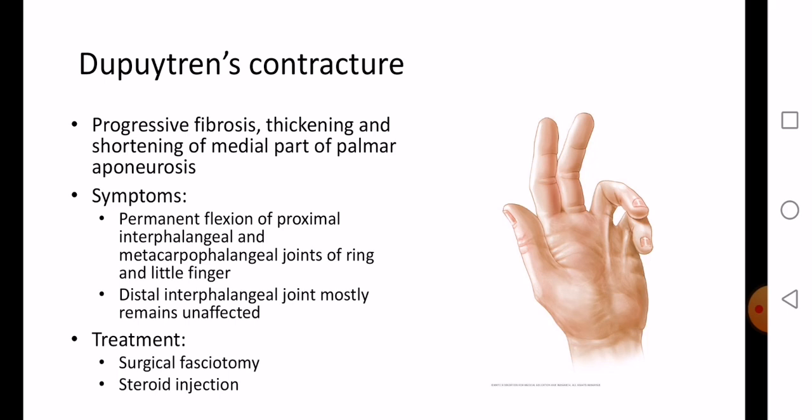So the symptoms are permanent flexion of the proximal interphalangeal and metacarpophalangeal joints of the ring and the little finger, and the distal interphalangeal joint mostly remains unaffected. Why? Because the palmar aponeurosis is not extending up to that. Treatment is surgical fasciotomy and steroid injection.